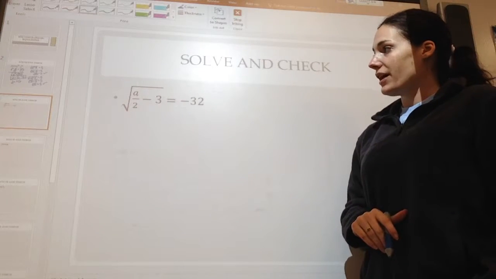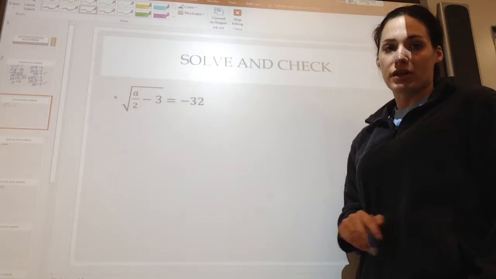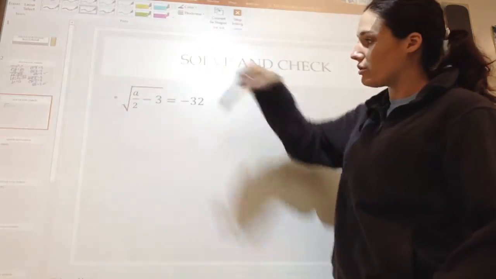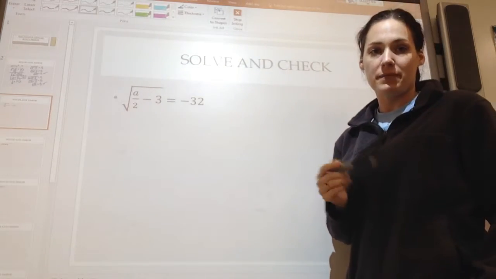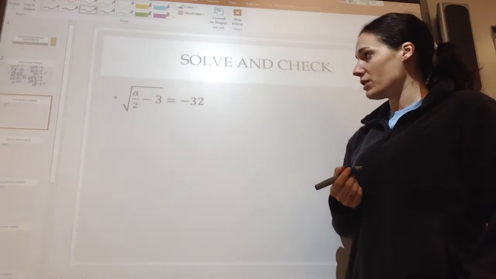Square root of a over 2 minus 3, and make sure that you have the radical that goes over all of that, even the minus 3. And that's all equal to negative 32.